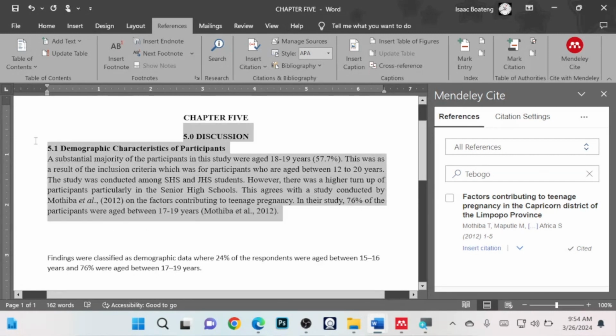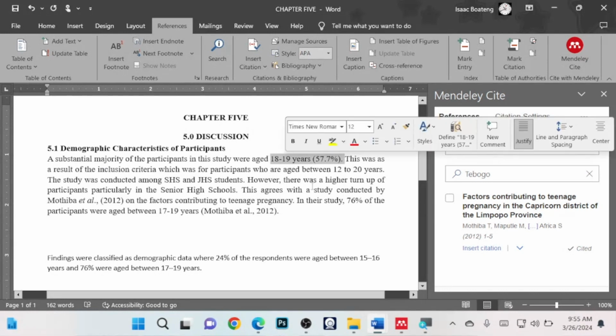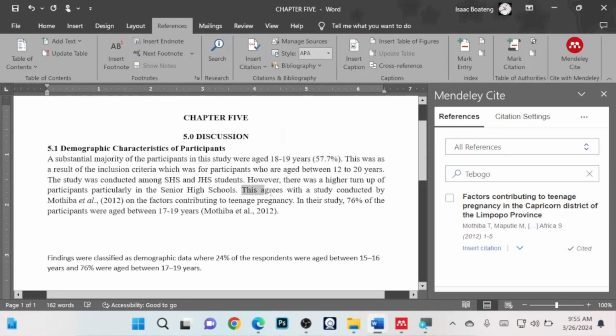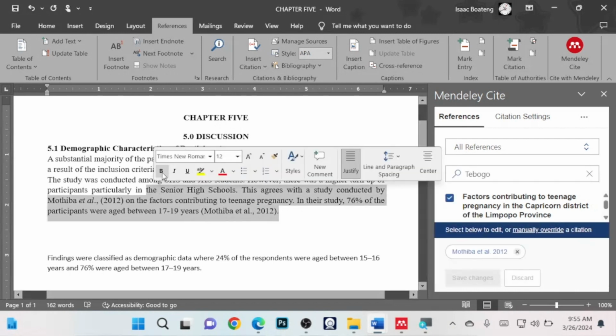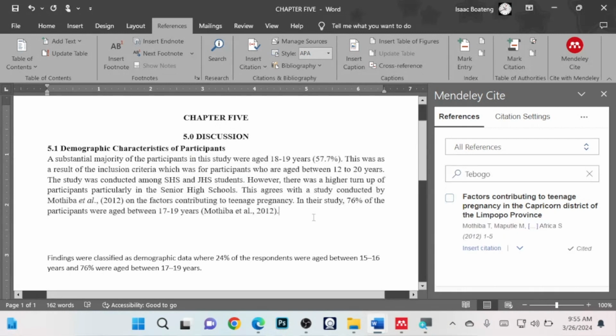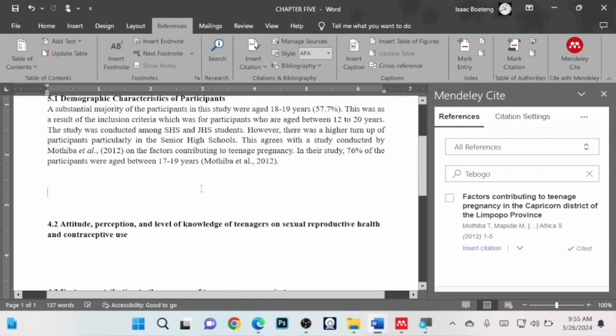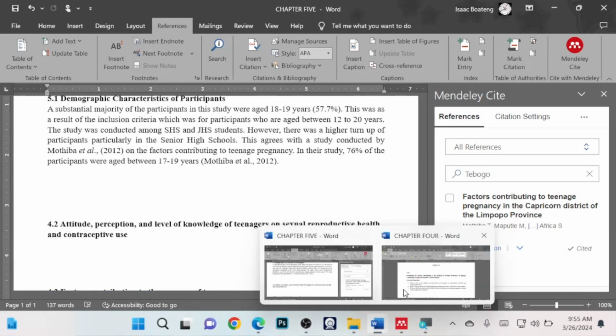And this is how you discuss your results. I get it. Remember that I've stated the reason why there is a higher percentage of participants in this age category. Then I compared it with an existing study, and then I stated what they found. Once you have done this, then you have properly discussed the section of what? Age.